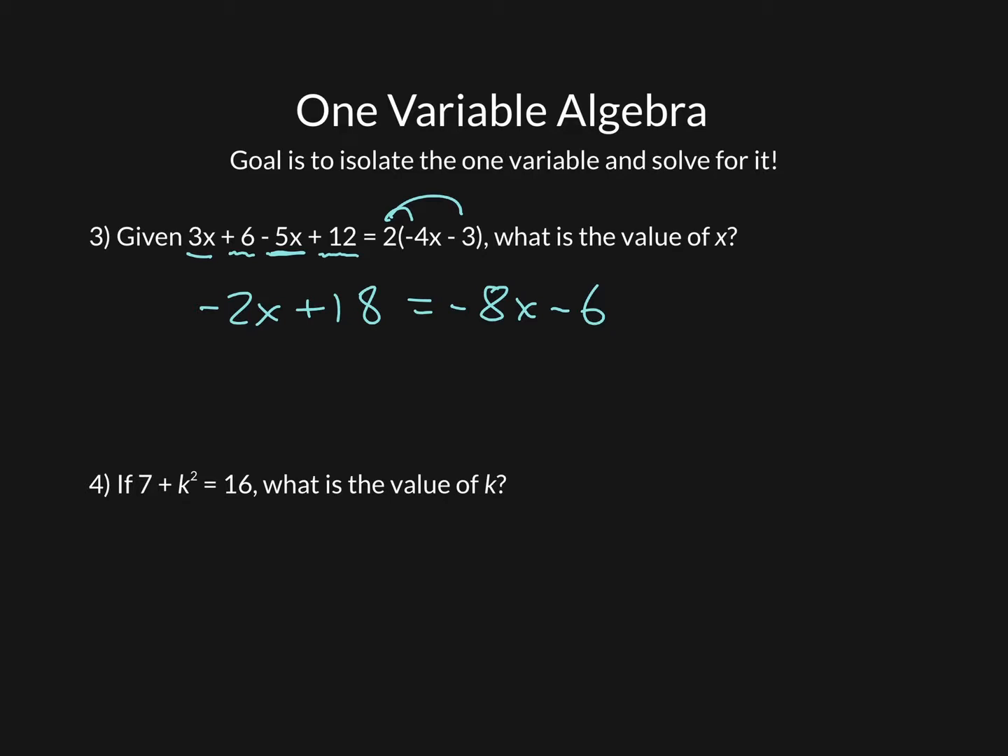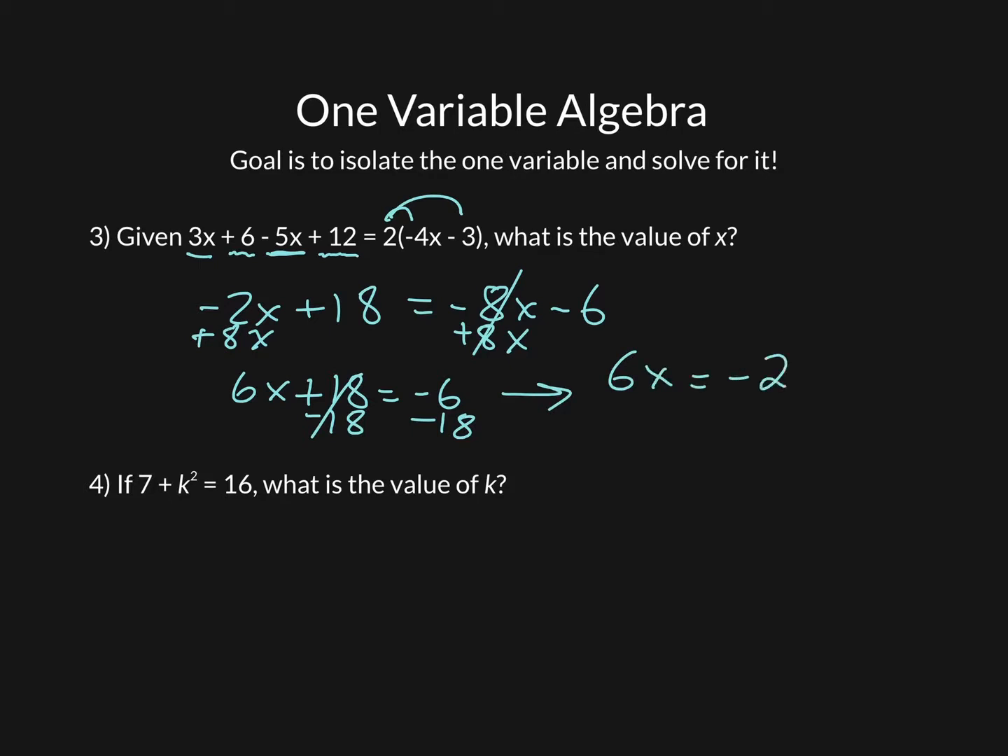Now we just have to solve for the value of x. So I'm going to do plus 8x on both sides. And now that's going to lead us to 6x plus 18 equals negative 6. Subtract 18 on both sides, which leads us to 6x equals negative 24. Divide by 6, divide by 6. We know that x equals negative 4 is our final answer. Simple enough. Let's go ahead and tackle number 4.